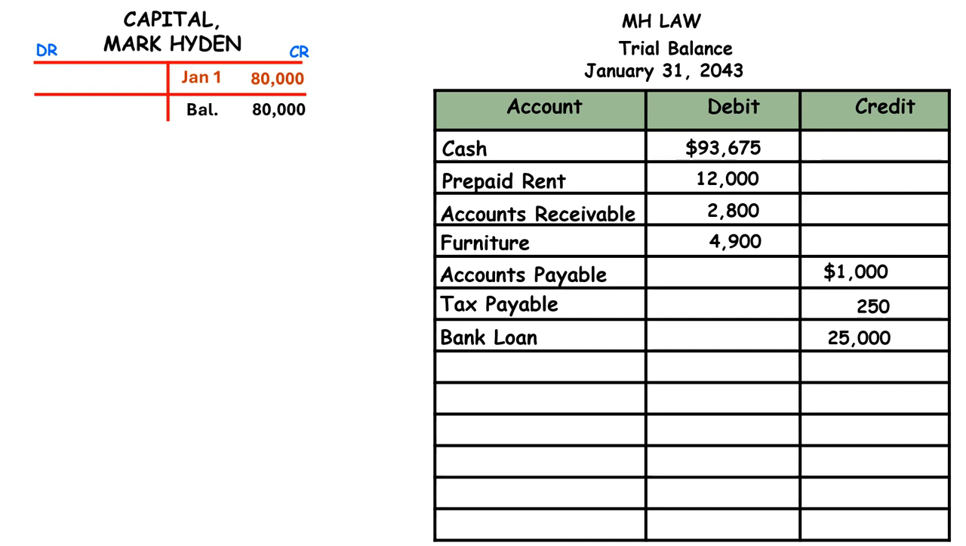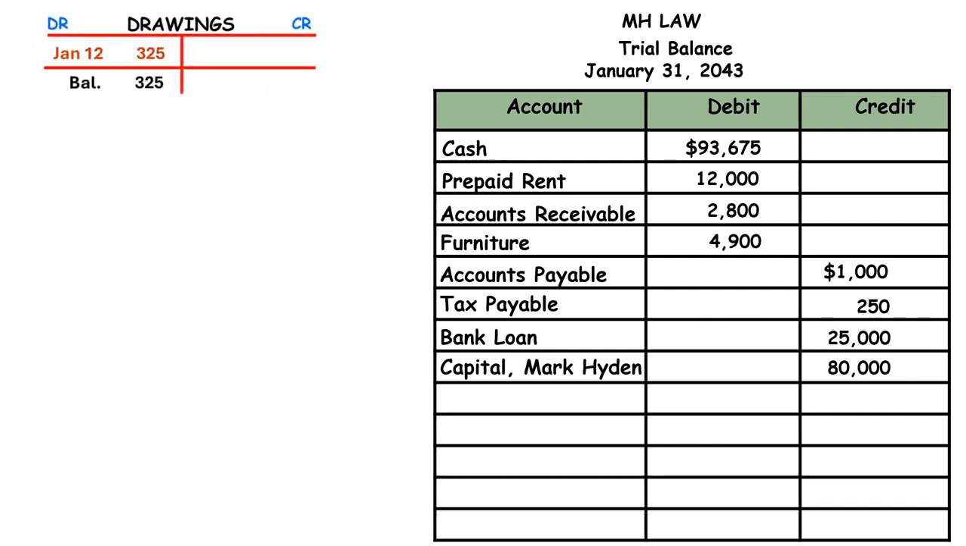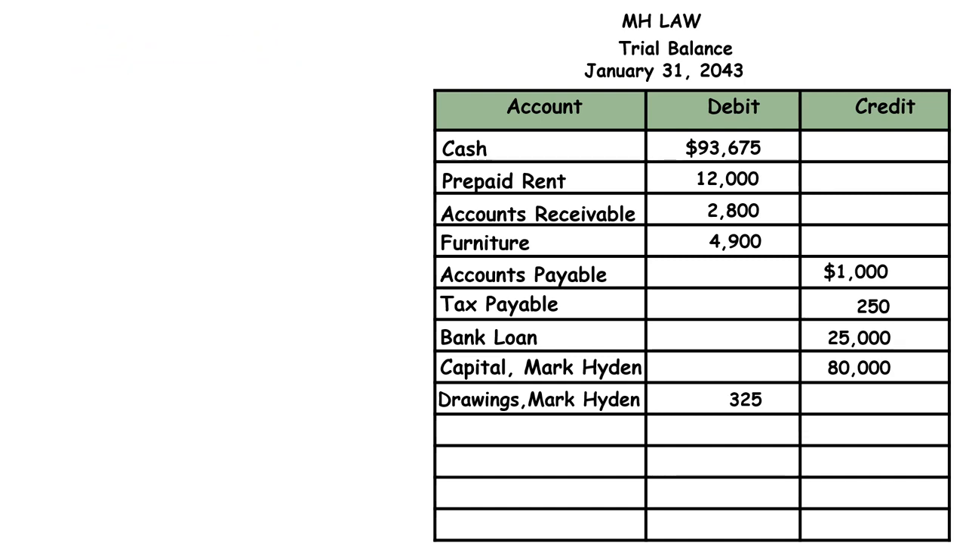Capital, Mark Hayden, $80,000 on the credit side. So write the name of the capital account and then copy the amount on the credit side. Drawings, let's copy this name here. And since the balance is on the debit side, we will copy that balance onto the debit column in the trial balance.